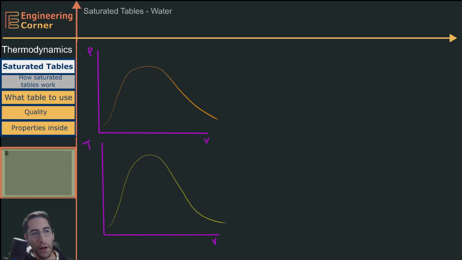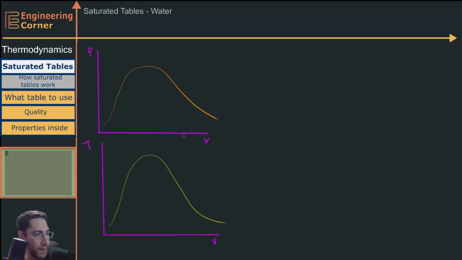In this video, I want to talk about what to do when we have a property that falls inside this mixture region of the vapor dome. So it's going to fall into this region right here. And I just want to go over how we can read property tables for this and how we can figure out what our properties are.